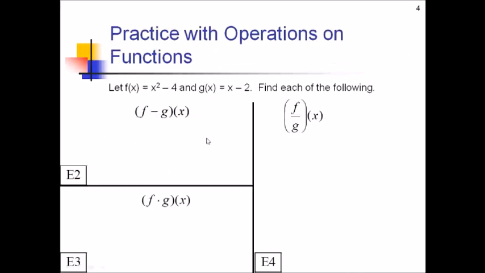We're going to try out some more operations on these functions now. So using the same kind of reasoning we used when we did (f plus g)(x), pause the video and see how many of these we can get. All right, let's see what you came up with.